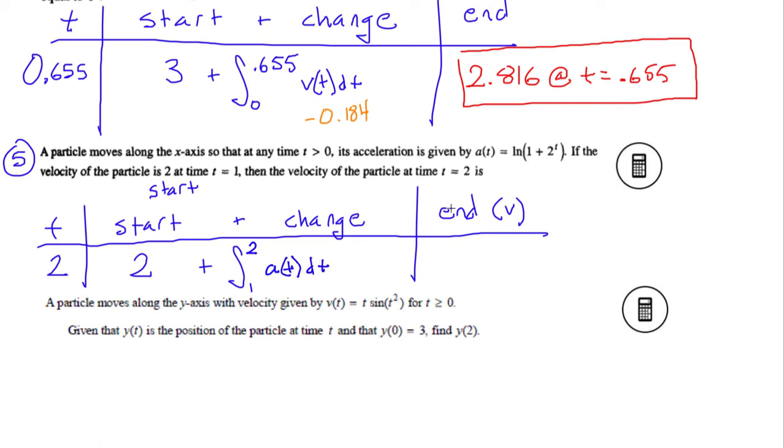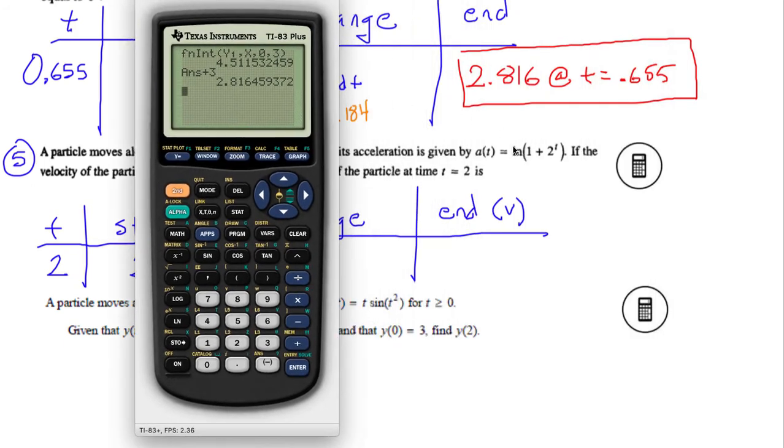Alright, so let's do all of that. I first need to plug that value into this function into the calculator, so y is equal to, get rid of u, this is going to be natural log of 1 plus 2 to the power of x, and there it is.